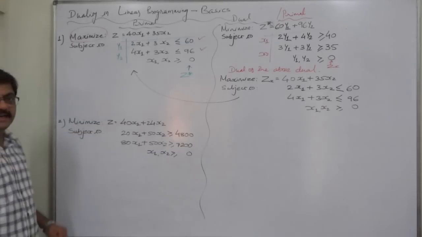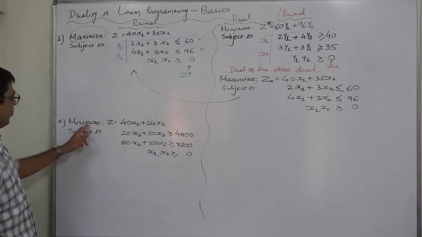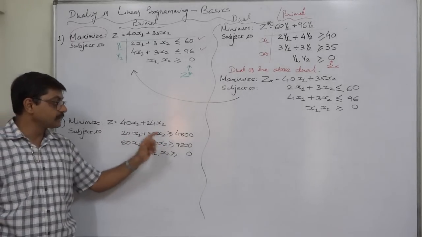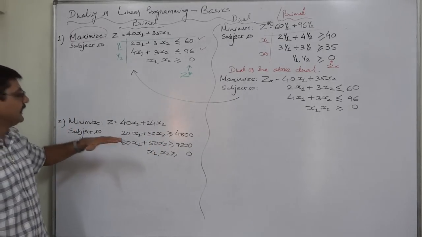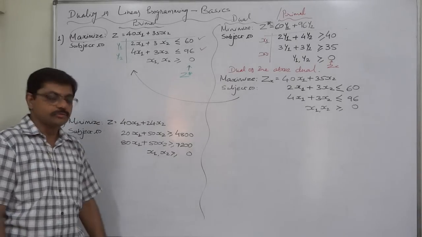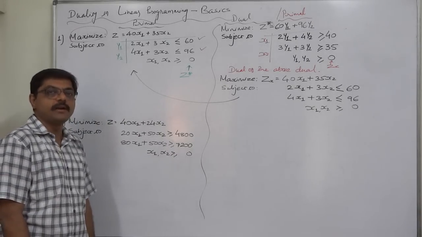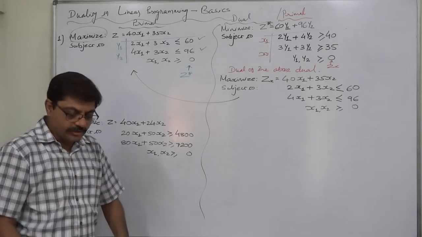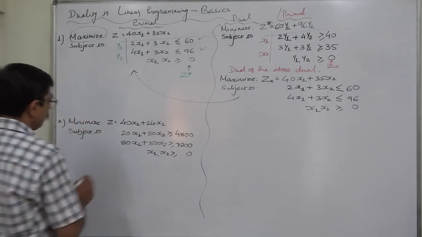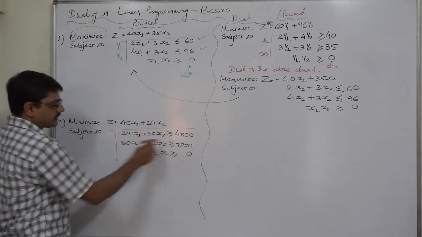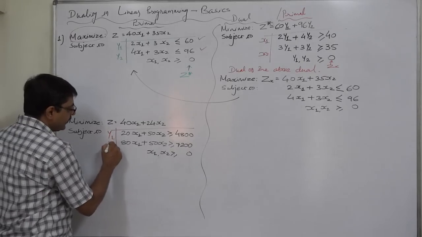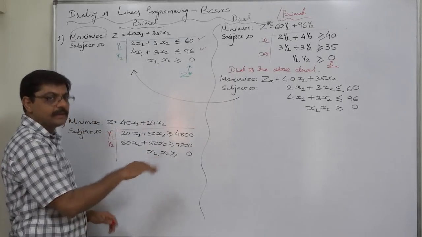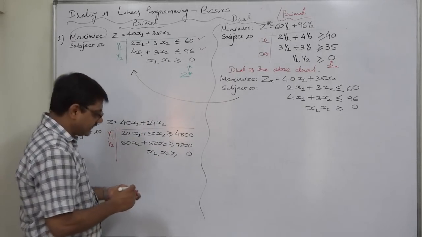Now let us take another case, which is the minimization case. Minimize z equals 40x1 plus 24x2 subject to the constraints 20x1 plus 50x2 greater than or equal to 4800, 80x1 plus 50x2 greater than or equal to 7200. x1 and x2 both are non-negative. Objective is minimization, signs are greater than or equal to, no unusual thing. So now we have two constraints, so there will be two variables in the dual. We have two decision variables in the primal, so we will have two constraints in the dual.